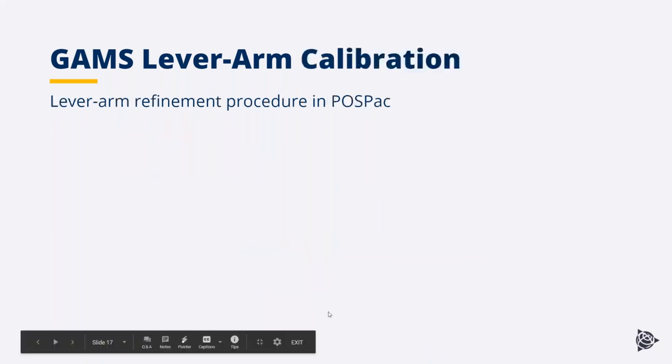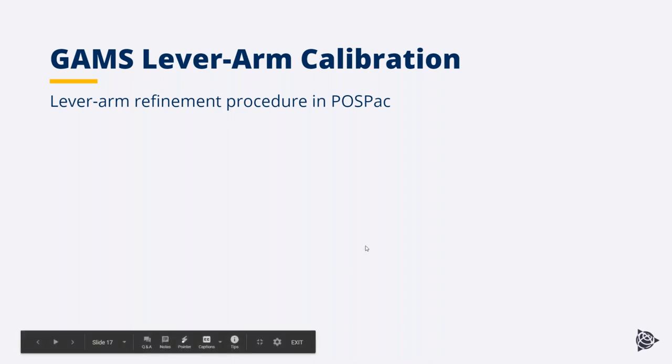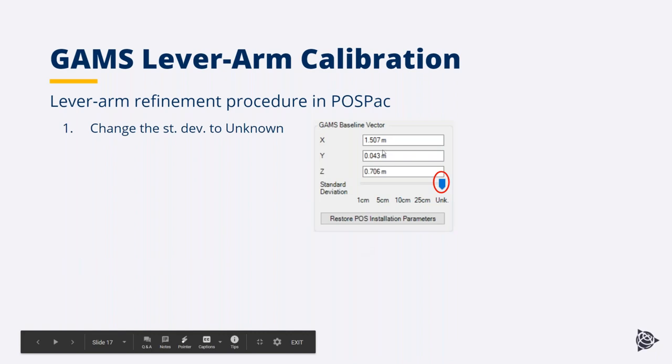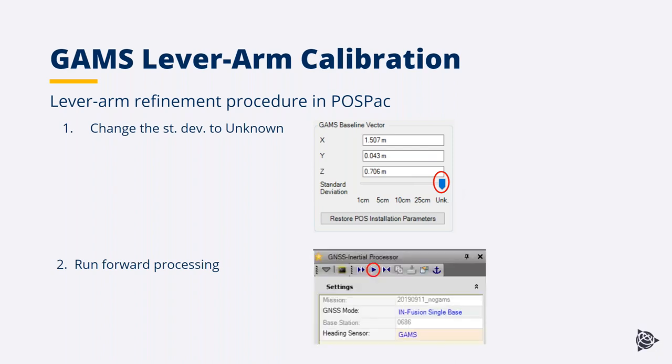And that actually brings us to the next topic, which is the lever arm calibration. So I want to show here how you can refine your lever arm in POSPac. So first of all, you need to go to a menu where the GNSS vector is given. Note that these values might be different from the ones you inputted to the TMI because we are adding some internal lever arms. Then you change the standard deviation to unknown. So we tell POSPac that we don't trust these values, calculate us better values, then we process. We can do just the forward processing.